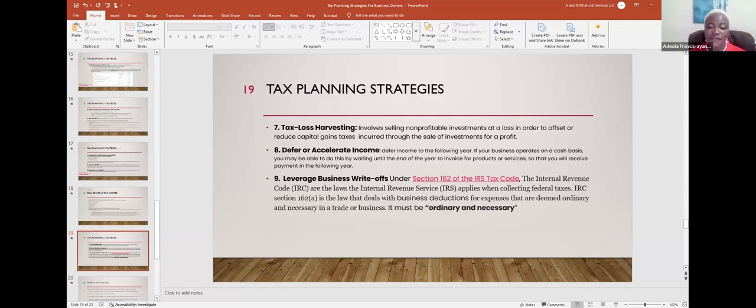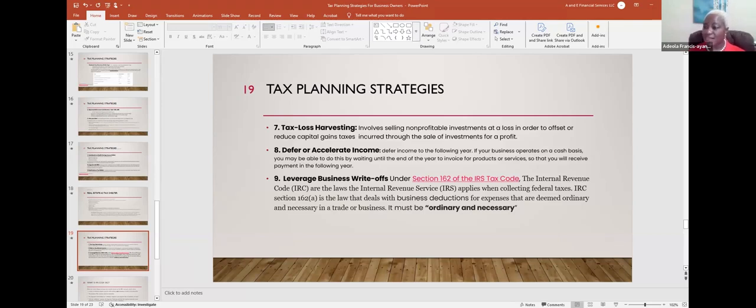All right. We also have deferred or accelerated income. Let's say, for instance, you are a small business and you know that a major income is coming in at the end of the year that could significantly increase your tax liability. You can choose to bill that invoice the following year. So you can take advantage of tax deductions, or you can accelerate your deductions by purchasing certain equipment during the tax year.